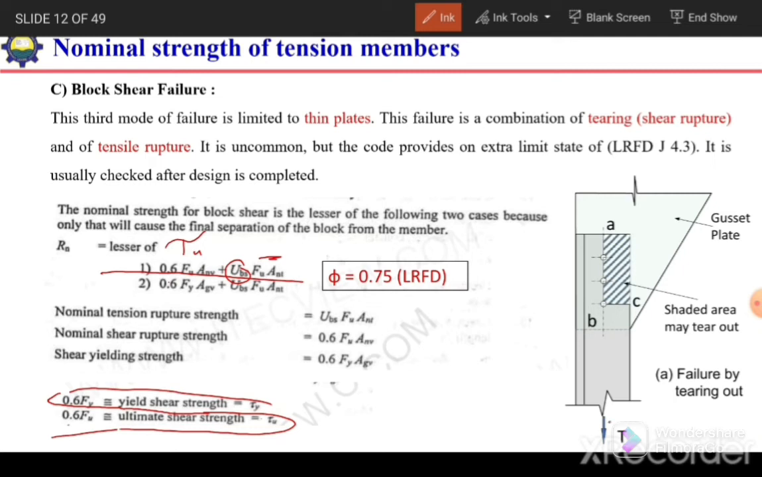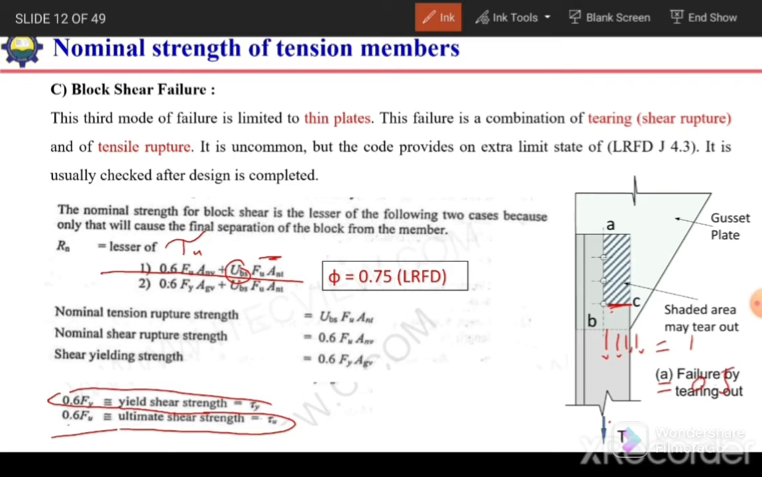So if this much area which is under tension is equally stressed, the stress in this much area is the same, the tensile stress is the same, so in that case we consider its value as 1. But if this much portion is not subjected to uniform or equal stress, in that case we need to consider its value less than 1, for example 0.5.